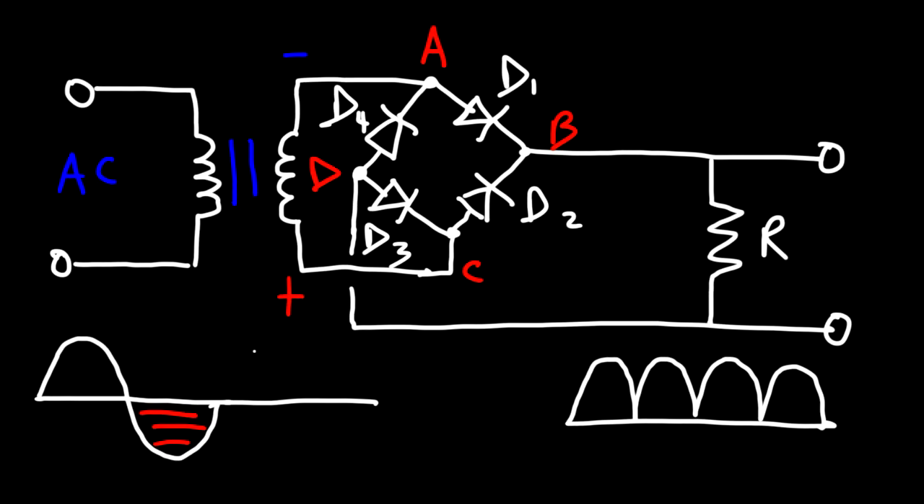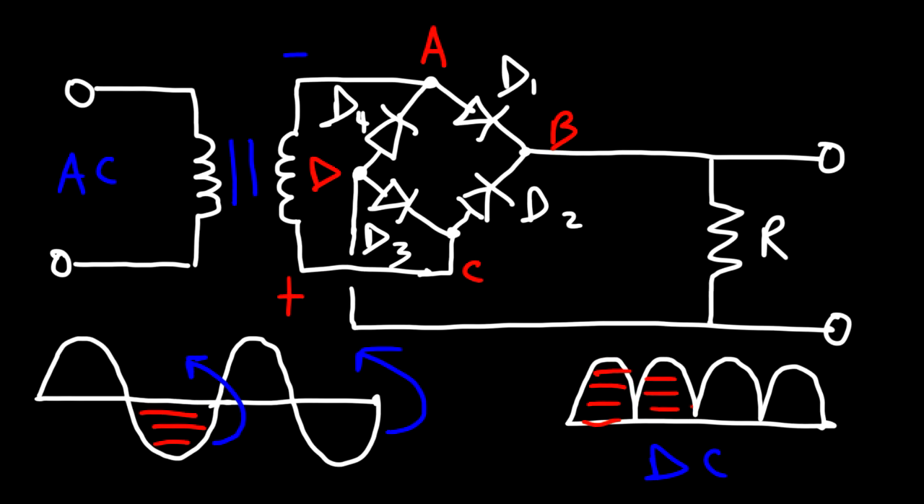And if we extend the AC signal at the input, it will look like this. So basically, the negative part of the AC sine wave gets flipped over the x-axis. And so this is going to be the output signal that we'll get for this particular circuit. So we have a pulsating DC signal, as you can see here.